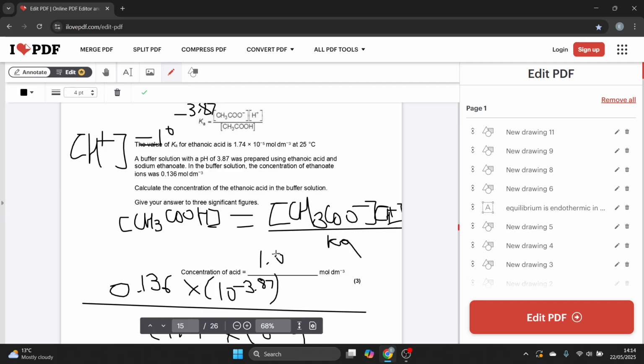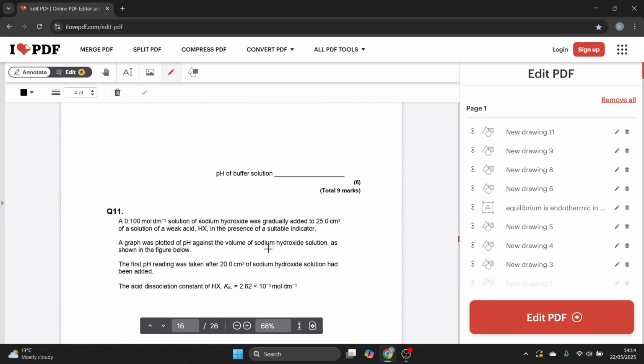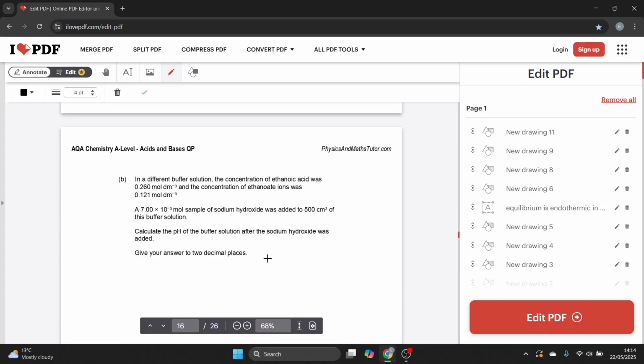0.06. Okay. In a different buffer solution, the concentration of ethanoic acid was that. The concentration of ethanoate ions was that. This much sample of sodium hydroxide was added to this much of the buffer solution. Calculate the pH of the buffer solution after sodium hydroxide was added.